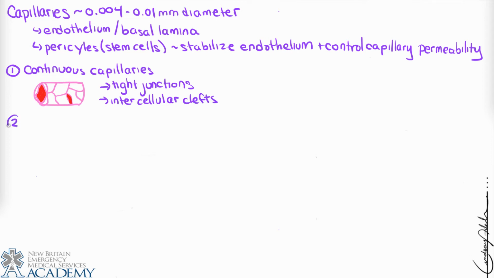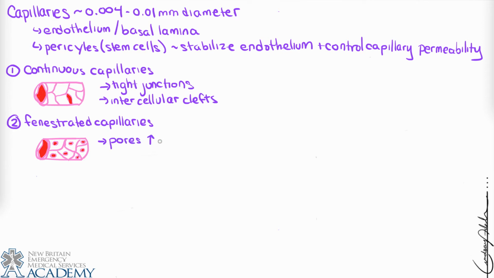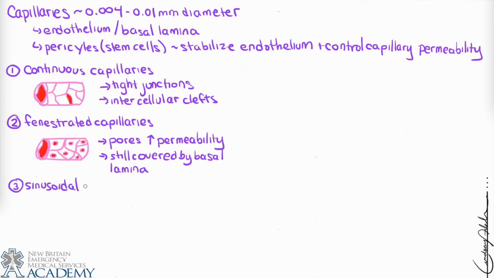The second type is fenestrated capillaries. And fenestrated means that there are pores in the endothelial cells that basically increase permeability. And so these guys are still covered by a basal lamina. Even the pores are covered by a basal lamina. It's actually called the diaphragm. And it doesn't prevent things from moving out of the pores. It just offers a little bit of control over what actually is able to move. So commonly we'll find fenestrated capillaries in the digestive tract, in the kidneys, and certain endocrine organs, and in the choroid plexus, which is where the CSF is made in the brain, in the ventricles.